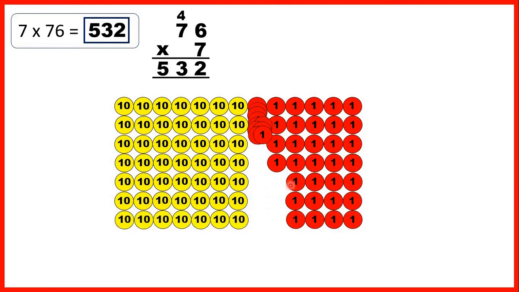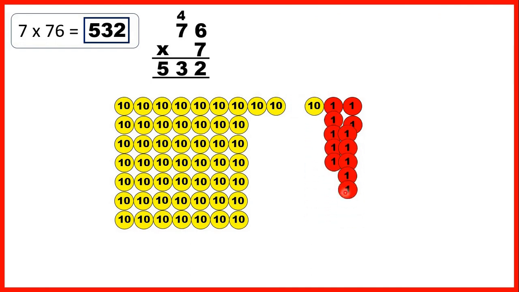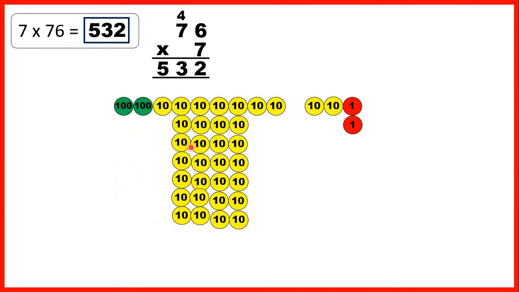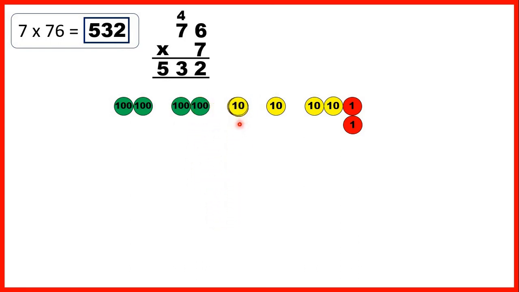Now we can regroup. 10 ones makes a 10, and that's why we get 42, but we write the 4 above our tens column because we only now have 2 ones. But now we can regroup our tens as well. 10 tens is the same as 100. So now that we've regrouped as much as we can, we have 500 counters, 3 ten counters, and 2 one counters. So that's 532.